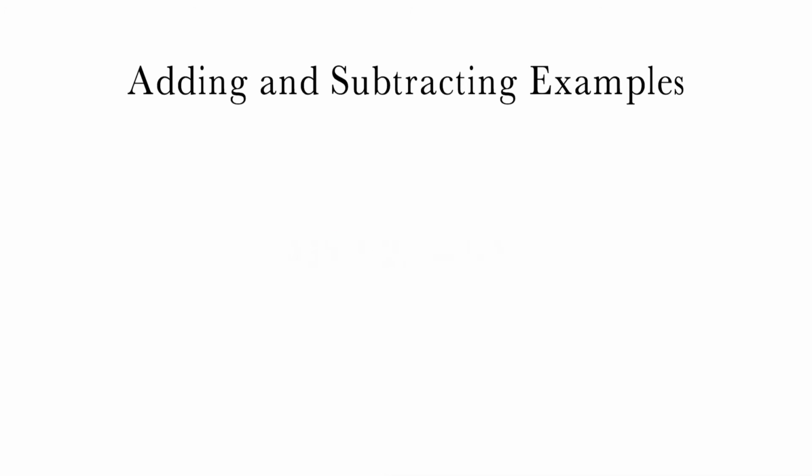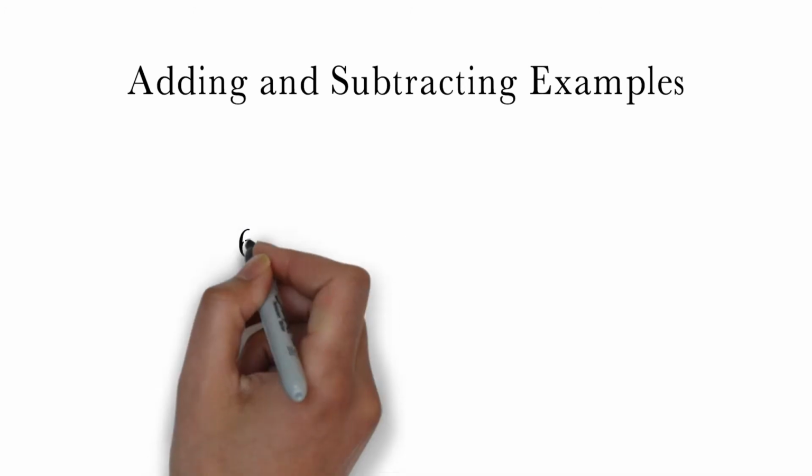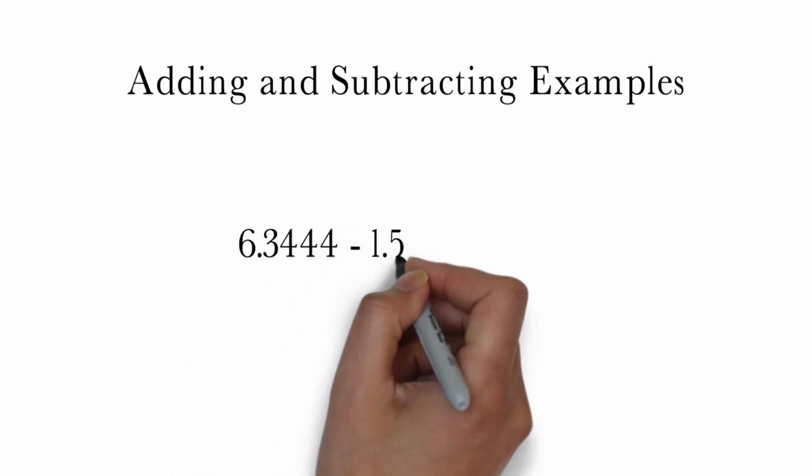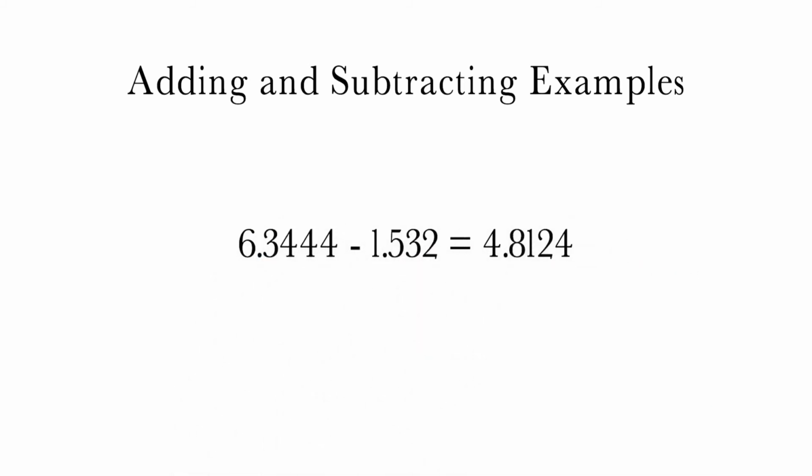As another example, when subtracting 6.3444 and 1.532, the output from the calculator would tell you that the answer is 4.8124, which is technically correct. However, 6.3444 has 4 decimal places and 1.532 has 3 decimal places. So our final answer should be rounded to 3 decimal places. Because the first digit to be dropped is a 4, we use the first rule, so the final answer is 4.812.